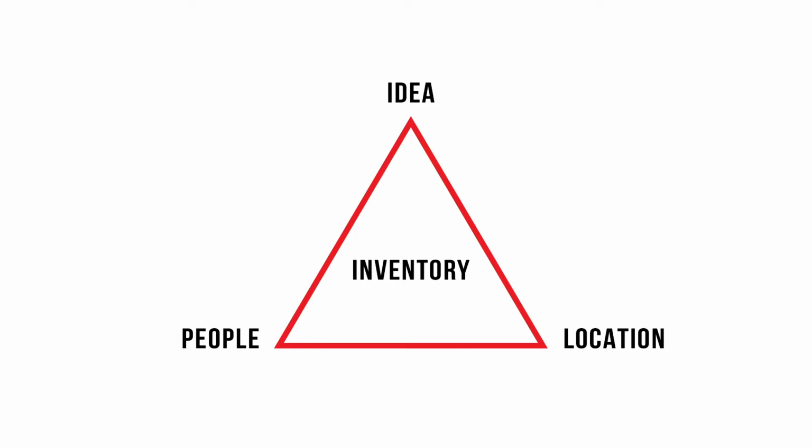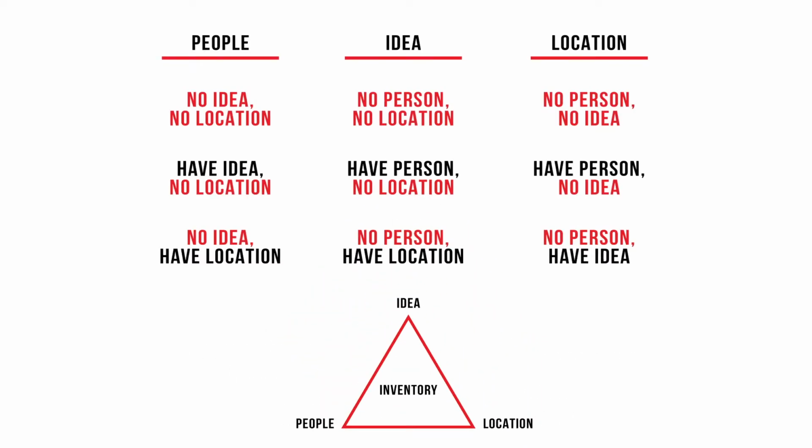And then in this, I'm going to throw in a little graph just to show you all the possible variations of these three. Whether you have an idea but you don't have the right person or the right location, or you have the right location but you don't have the right person and you don't have the right idea, or you have a person but you don't know where to shoot, you don't know what to shoot. Right?